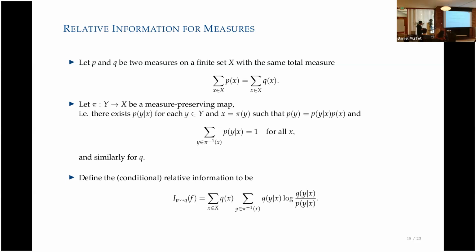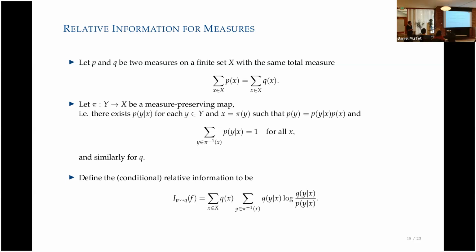So now assume that I have two measures on a finite set X. Suppose P and Q are two measures on a finite set, and they have the same total measure. And let's say that pi is a measure preserving map.